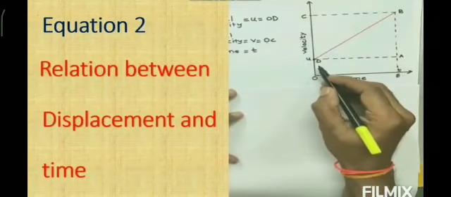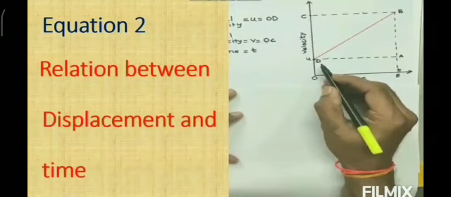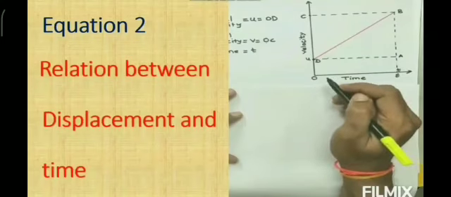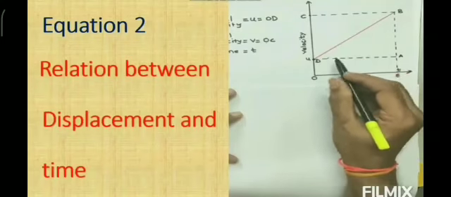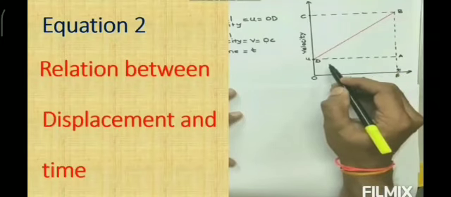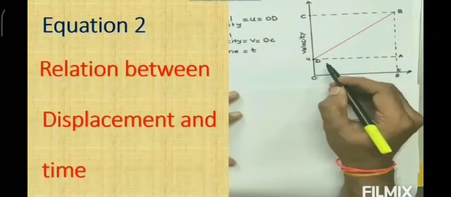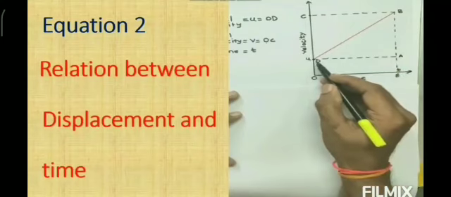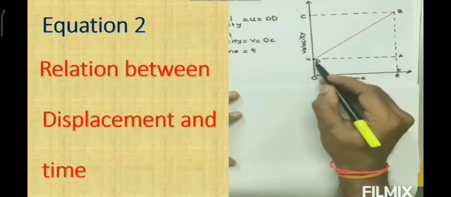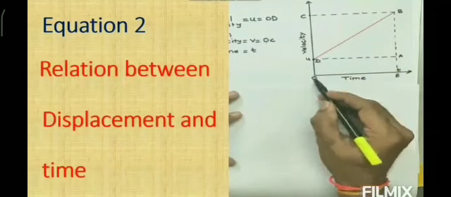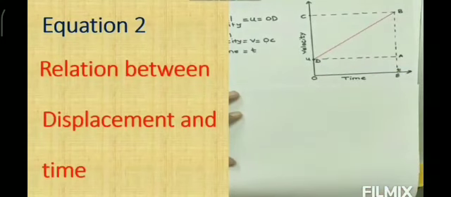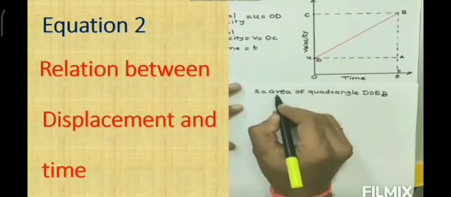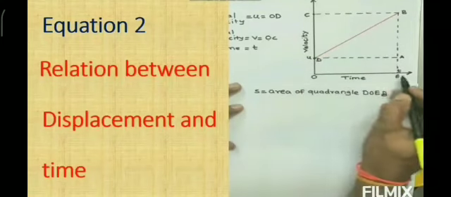Suppose an object in uniform acceleration A has covered the distance s within time t. From the graph, distance covered by the object during time is given by the area of quadrangle DOEB. Therefore, we can write that the distance covered by the object is equal to area of quadrangle DOEB. S is the distance. Distance is equal to area of quadrangle DOEB.